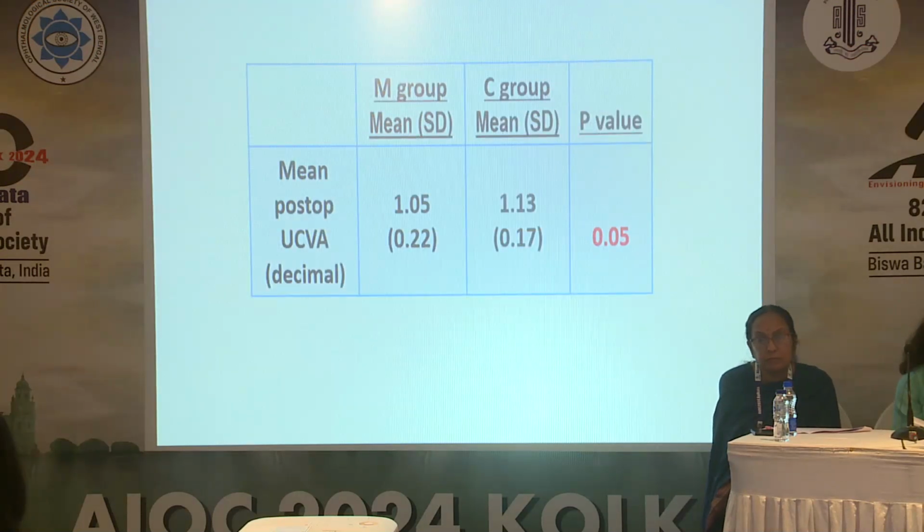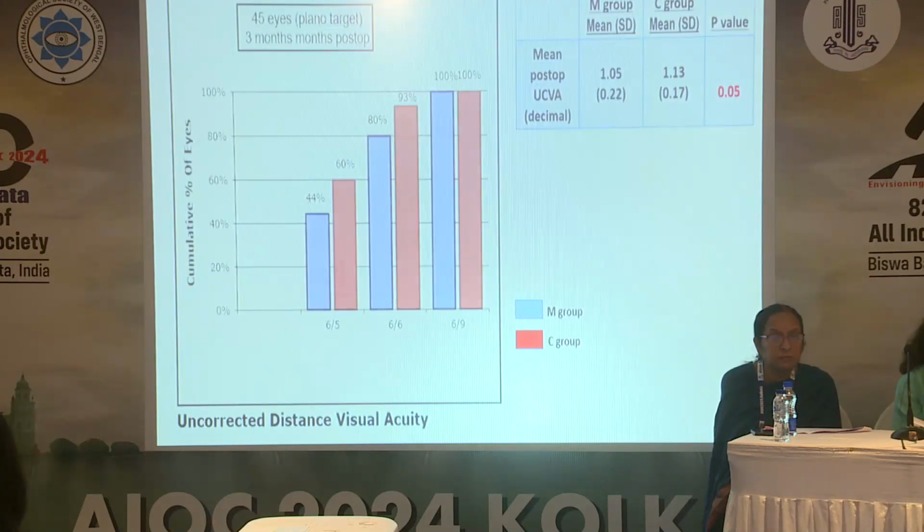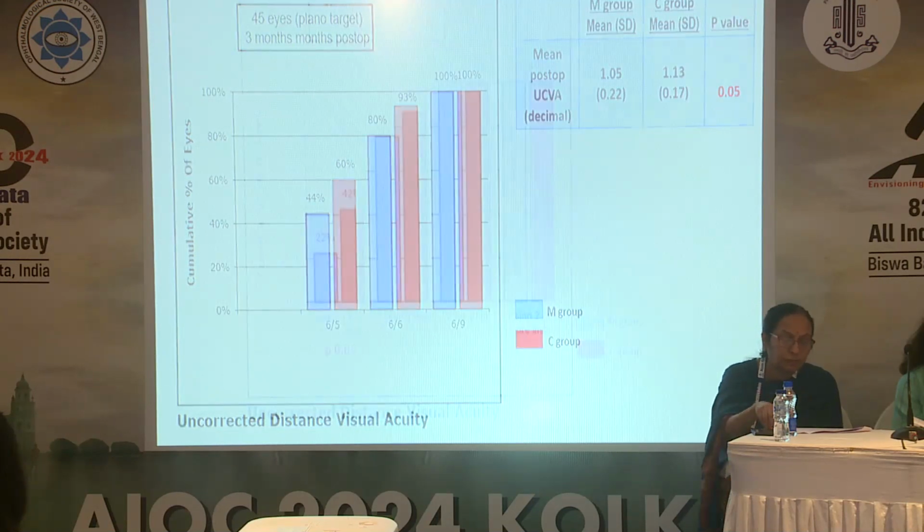What we saw is that in the control group, the mean post-operative uncorrected visual acuity in decimals was significantly worse as compared to the study group, and this was statistically significant. When we look at uncorrected distance visual acuity, 6/5 or better vision was achieved in more patients in the study group, 60% in the study group while 44% in the control group, although none of these were statistically significant.